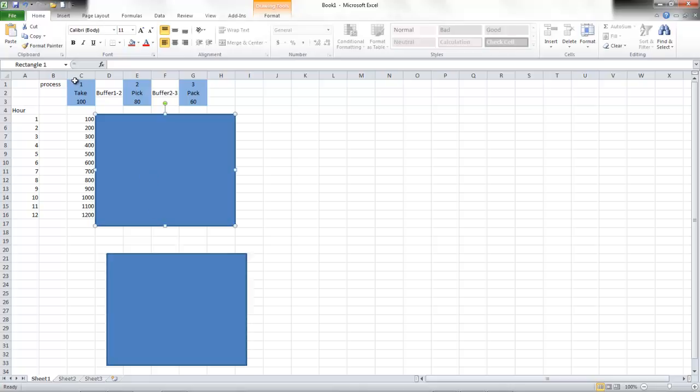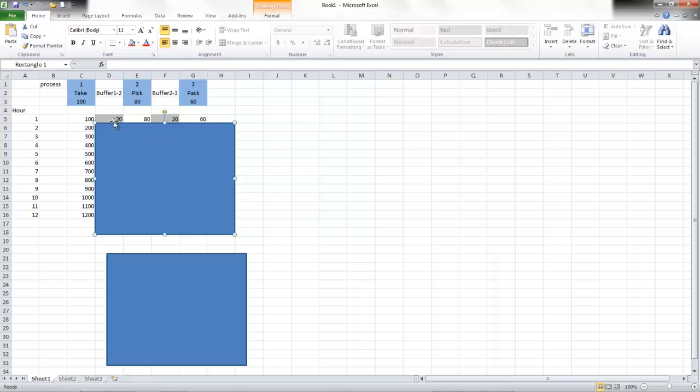Now we know process 1 is working faster at the rate of what? At the rate of 20 per hour faster than stage 2. And stage 2 or process 2 is working at the rate of 20 orders per hour faster than stage 3. So our buffers are going to start building up here. That's what I want to show you here. I'll show you the first line.